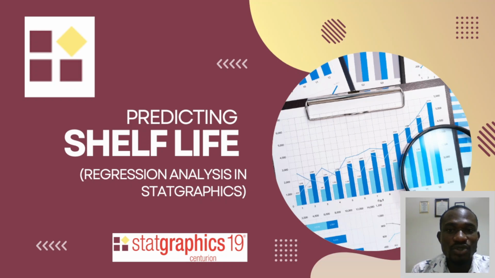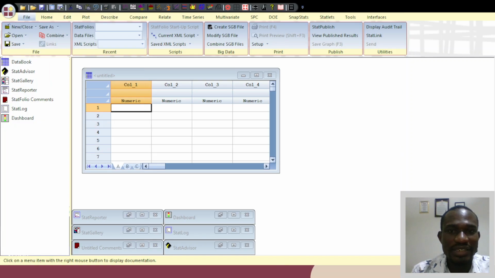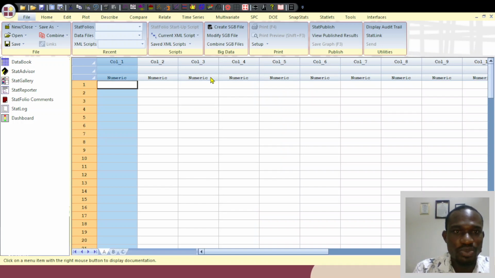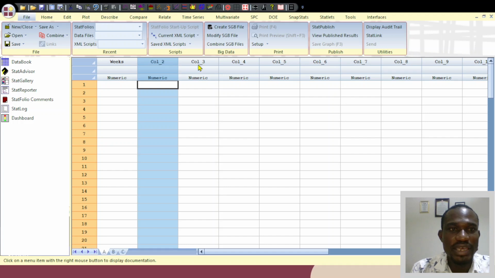First of all, we will need to load our data. I don't have any data, so this is how the platform or the interface looks like. It has a data book, a stats advisor, and things like that. So I'm going to open the data book, that's this, and enter my data. So I can decide to put the weeks here or the duration or time. It could be days, but in this case, the data set I have is in weeks, and then my sample ID can be here.